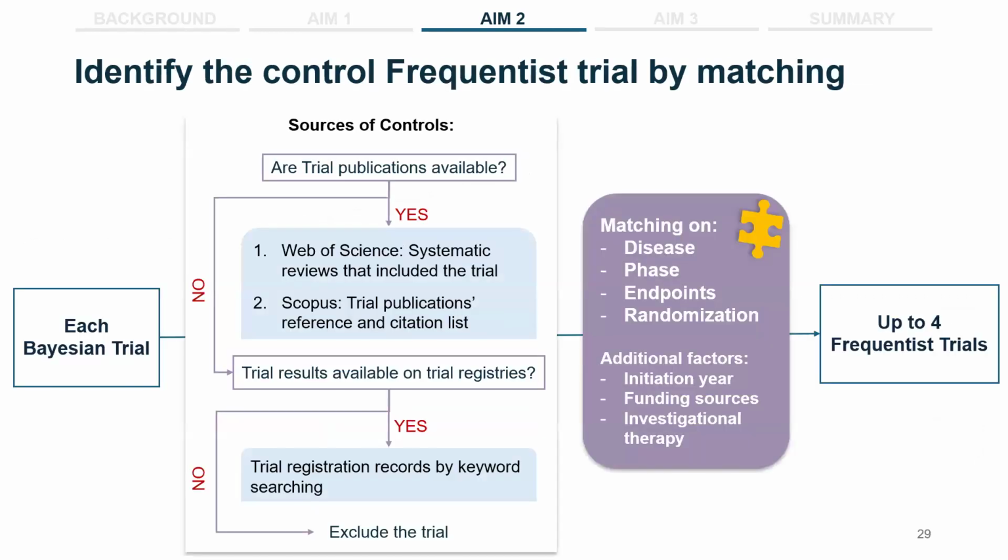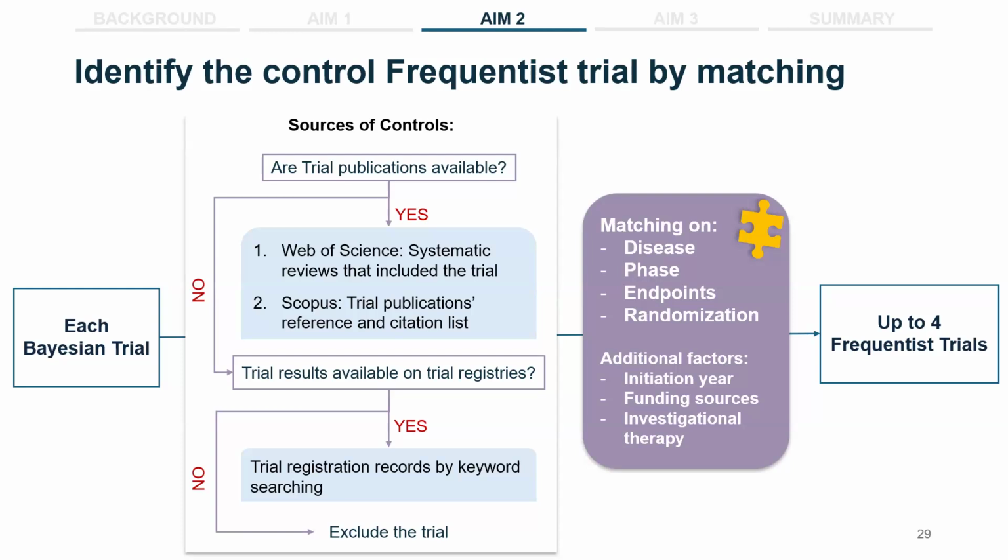To find control frequentist trials, there are 3 main sources. For each Bayesian trial we identified, we will look for the systematic reviews that included the Bayesian trial and extract the list of all trials included in this systematic review as source 1. And we will also collect the reference list and citation list of the Bayesian trial. And from those lists, we will then identify up to 4 frequentist trials as the control group by matching on disease, phase, endpoints, and randomization.